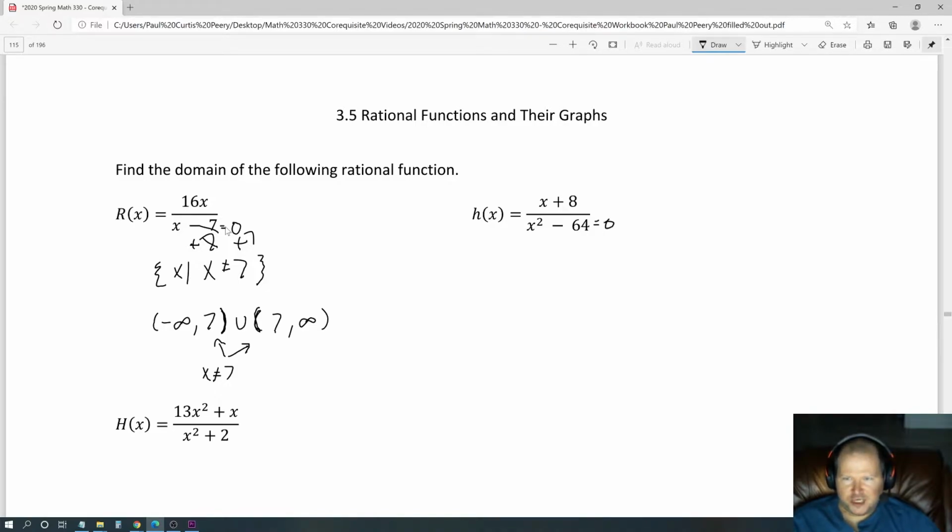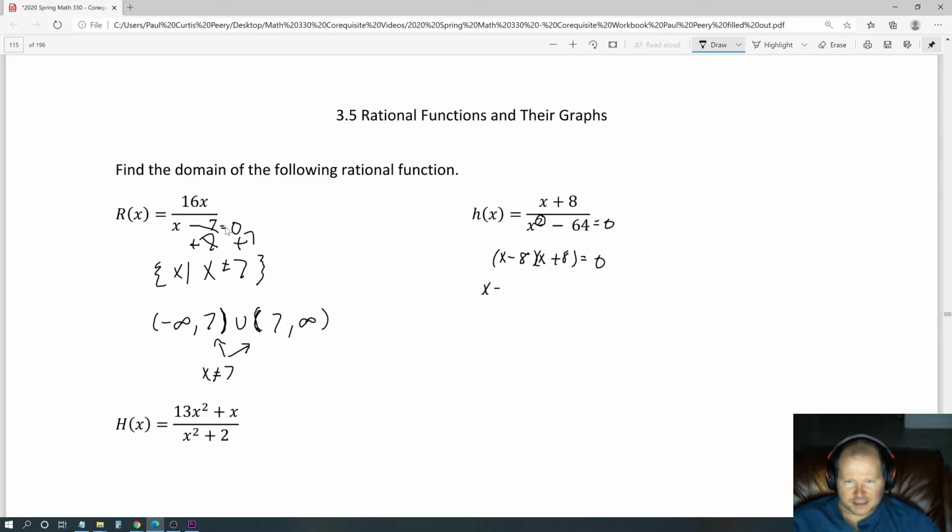So we do the same thing over here. We set the denominator equal to 0 and we solve it. Since this is a quadratic, meaning there's a 2 right there, we're going to first set it equal to 0 to solve it, which we already did, and then we're going to factor it as the second step. Okay, so now we're at the factoring stage. This is the difference of squares, so we're going to say x minus 8 and x plus 8, right?